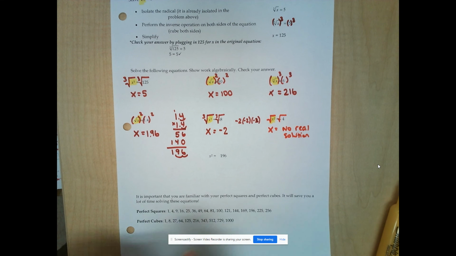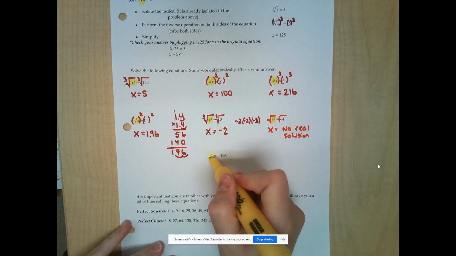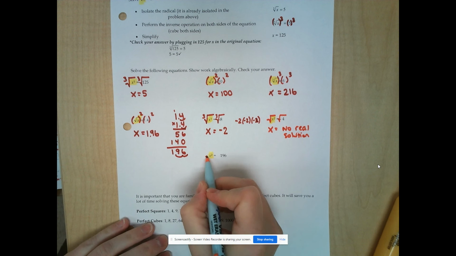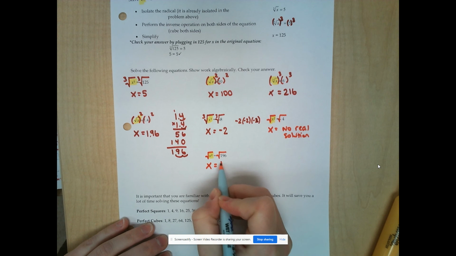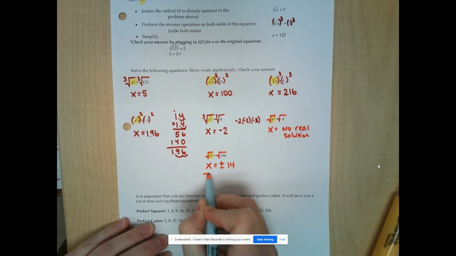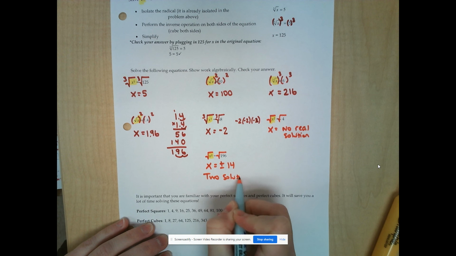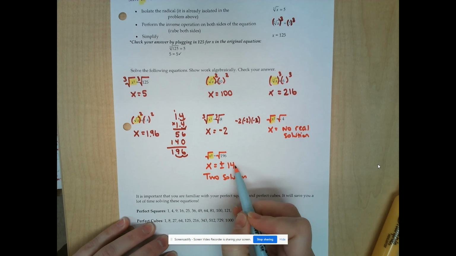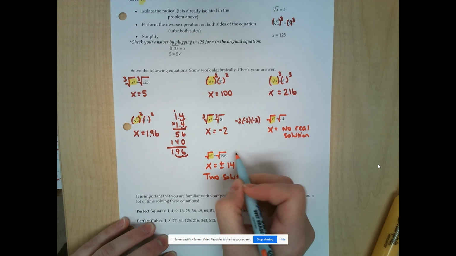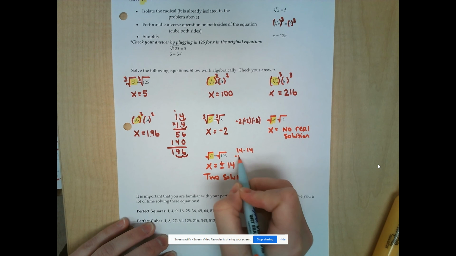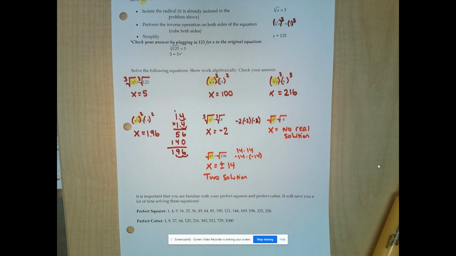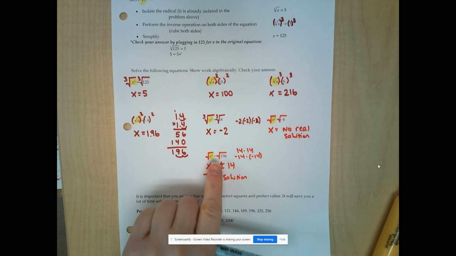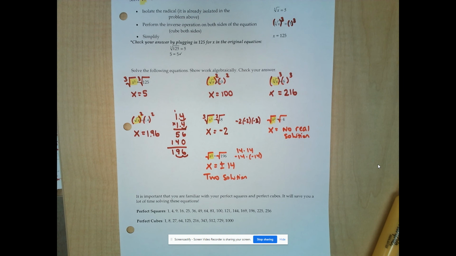Last but not least, I have an x squared on the left. Inverse of x squared is square rooting both sides. X equals plus or minus 14. This is the one with two solutions. And why does it have two solutions? Because 14 times 14 is 196. And -14 times -14 is also positive 196. So you do have to pay attention when you are square rooting both sides. That's the potential for getting two solutions.